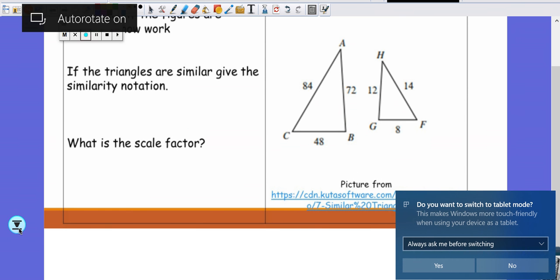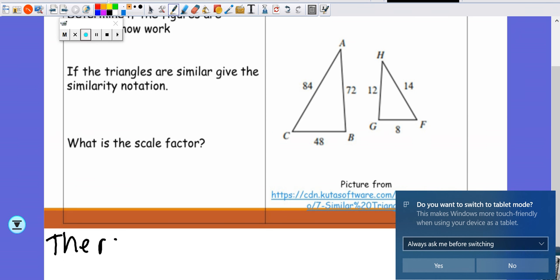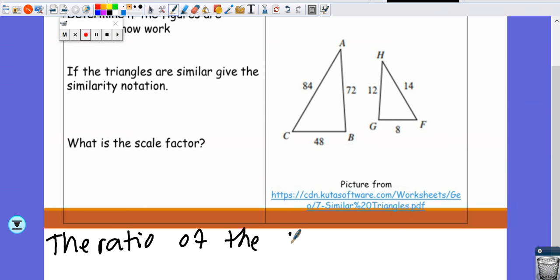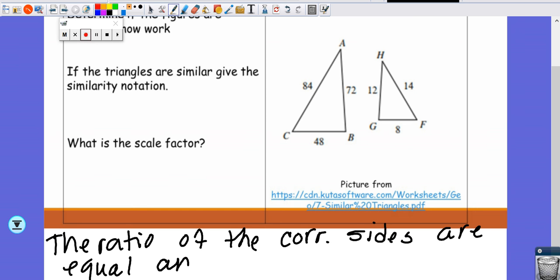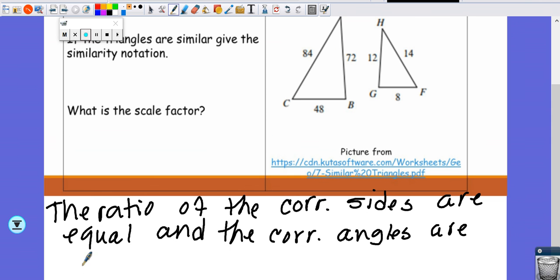So the definition says that the ratio of the corresponding sides are equal, and the corresponding angles are equal. Okay? So that's the definition of similar figures.